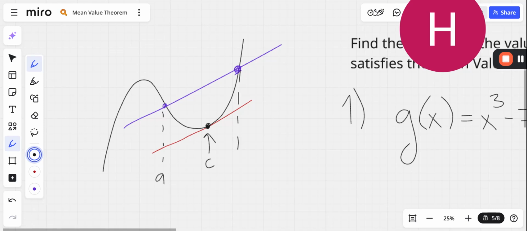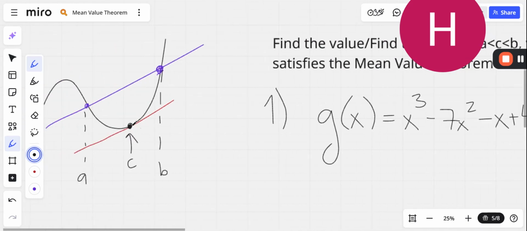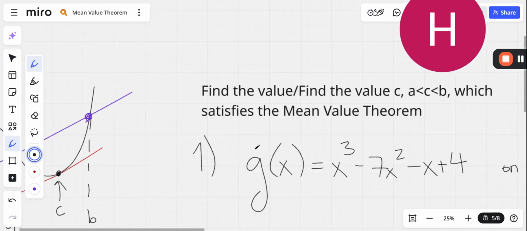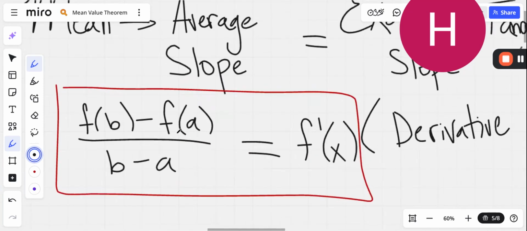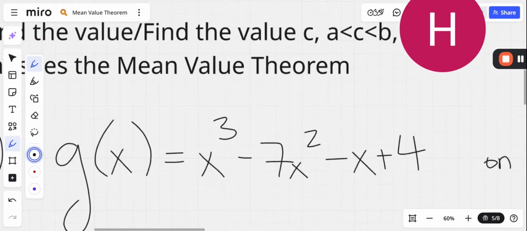So this theorem guarantees that we will have at least one point where the tangent slope is parallel. And so the way to find which value satisfies the theorem is equivalent to finding the x value where the tangent is parallel, which is where the equation comes from, where we're setting this slope equal to the derivative, and by solving that equation, we're finding the x value where it's true.